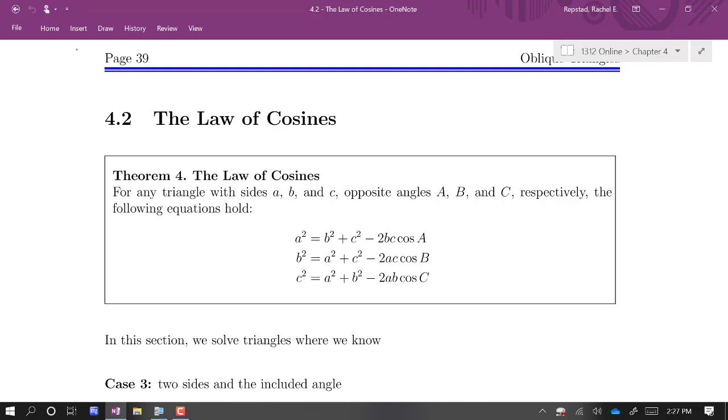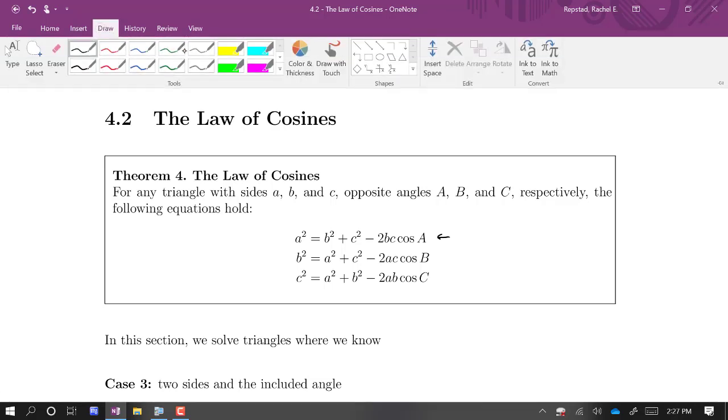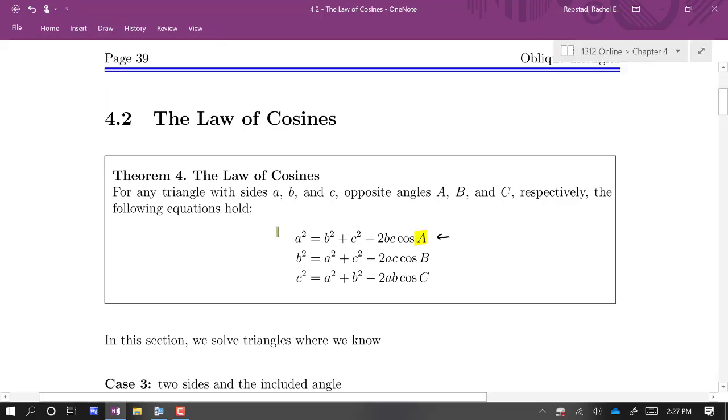So the law of cosines comes as really, I guess, a set of three equations. And again, we've got a triangle where sides a, b, and c are opposite angles A, B, and C, respectively. For each angle that we might pick, we get an equation. So if I pick angle A, this equation is a squared equals b squared plus c squared minus 2bc cosine of A.